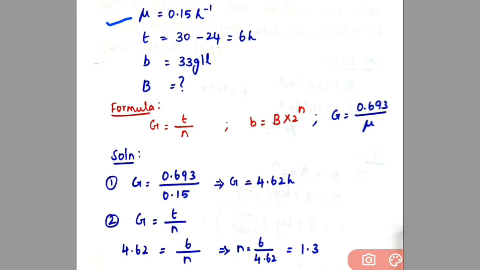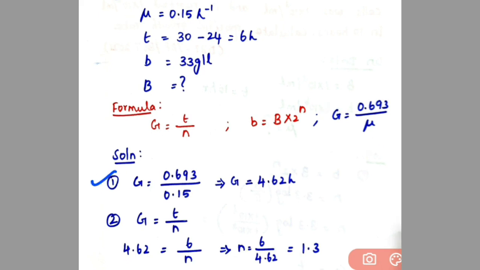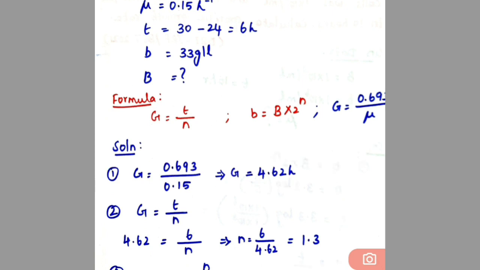From the specific growth rate mu you can calculate the generation time. The formula is G is equal to 0.693 divided by mu. So generation time G is equal to 0.693 divided by mu, 0.15. So G is equal to 4.62 hour. Then you can calculate the number of generations from this formula, that is G is equal to T divided by n. Here T is the time interval, 6 hours, and G is 4.62 hour. So n is equal to 6 divided by 4.62, that is equal to 1.3.